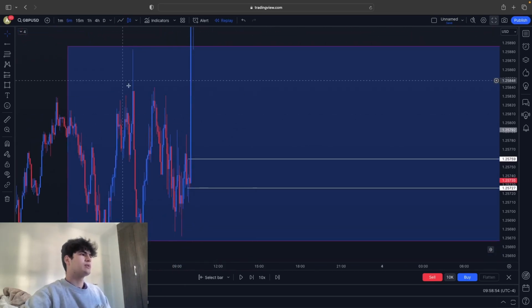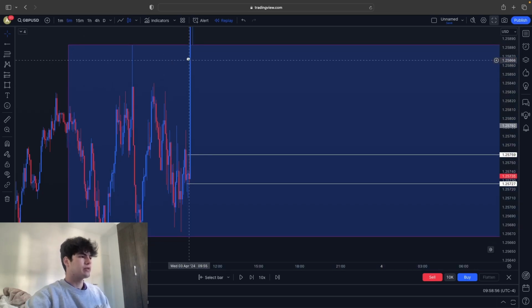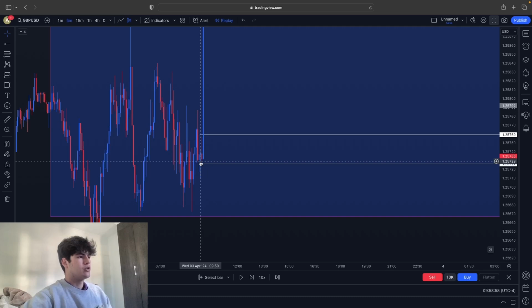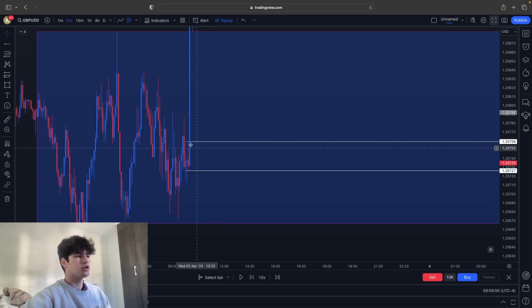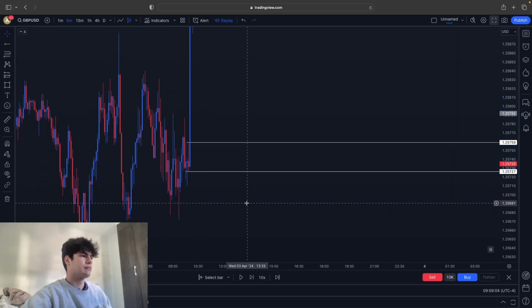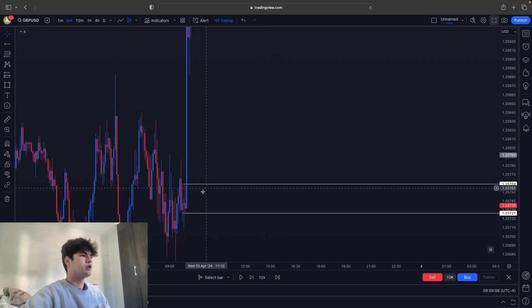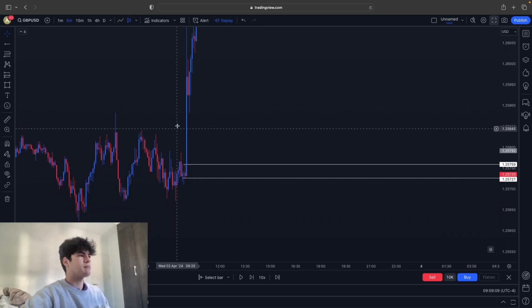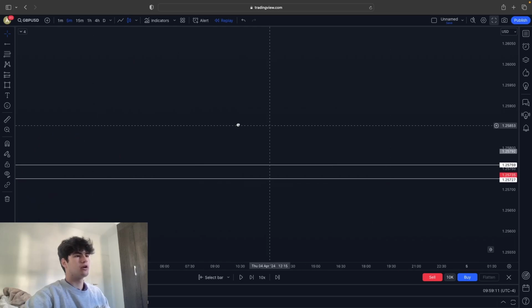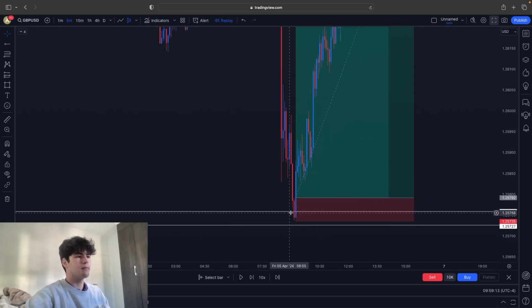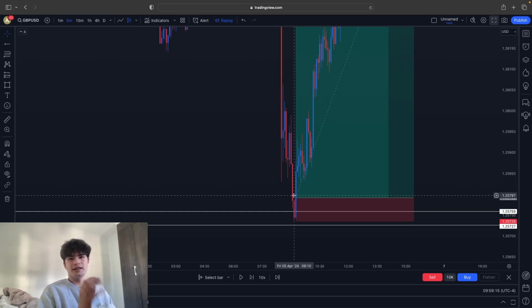If we go here, the box is the 4-hour demand, and we go onto the 5-minute, right? This is our 5-minute demand. This is how we draw regular 5-minute demands. I'm going to even remove the box just so it looks a bit clearer. That's just a regular 5-minute demand. We had a push up, leaving a gap behind. And if we go over here, you can see that we literally tapped into that 5-minute demand and instantly left.